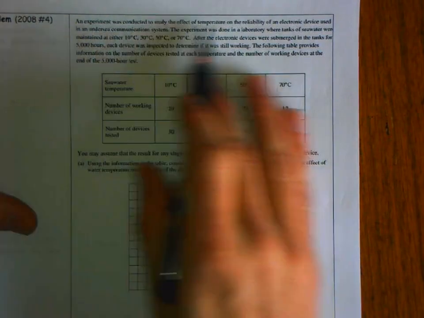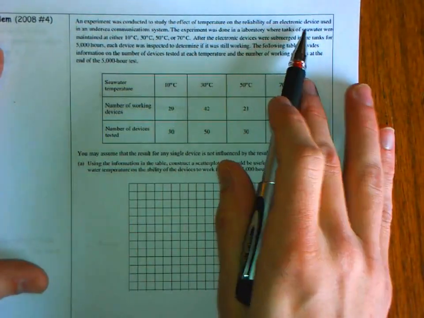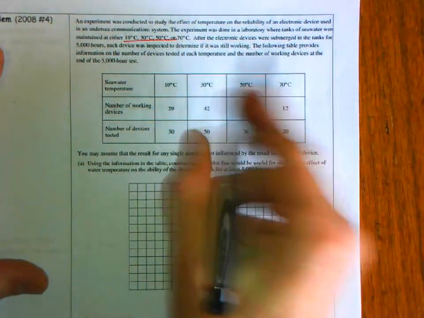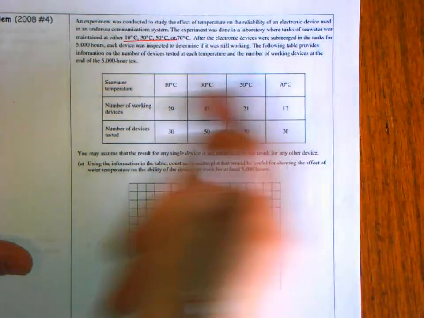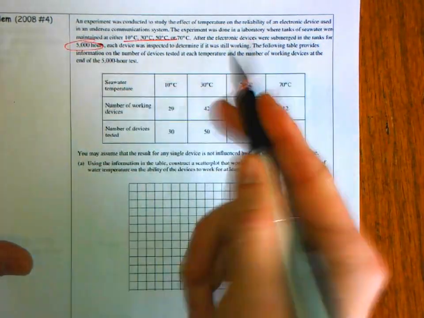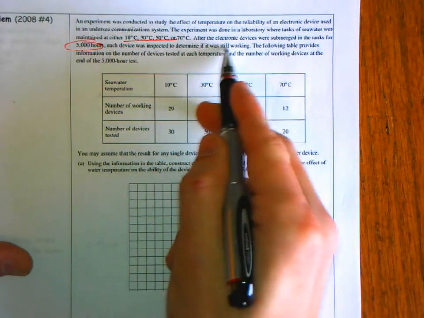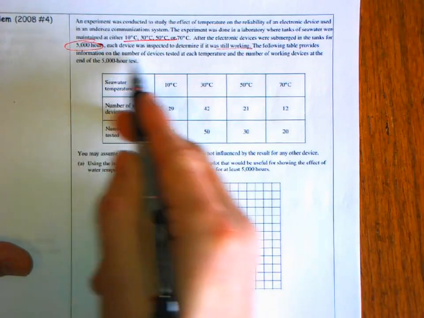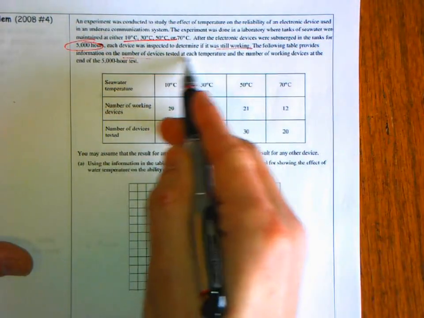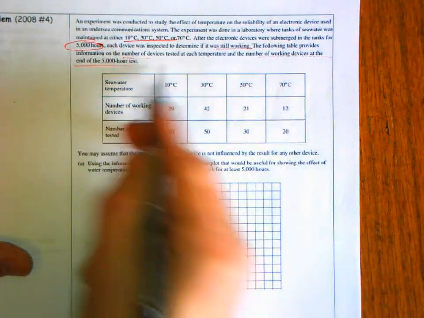An experiment was conducted to study temperature. The experiment was done in a laboratory where the tanks were at different temperatures. Electronic devices were submerged in the tanks for 5,000 hours. Each device was inspected to determine if it was still working. The following table provides information on the number of devices tested at each temperature and the number of working devices at the end of the test.